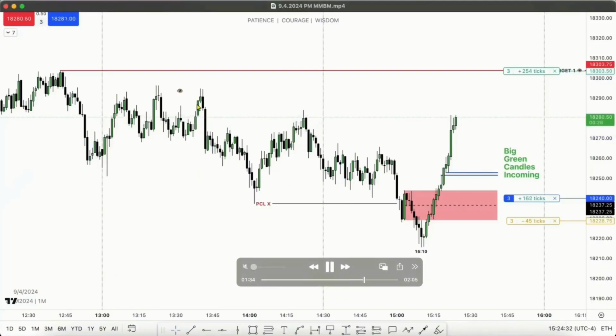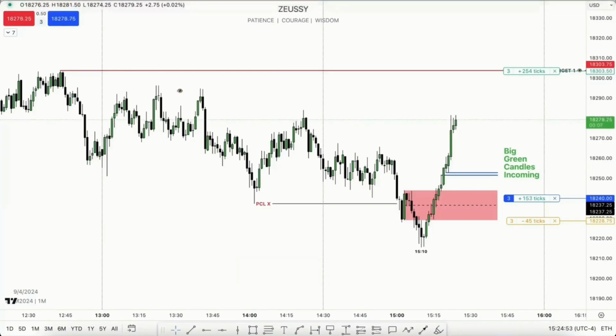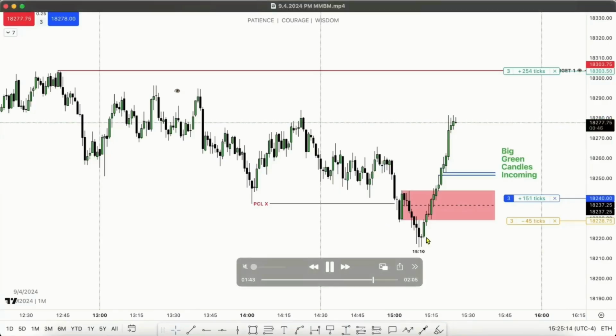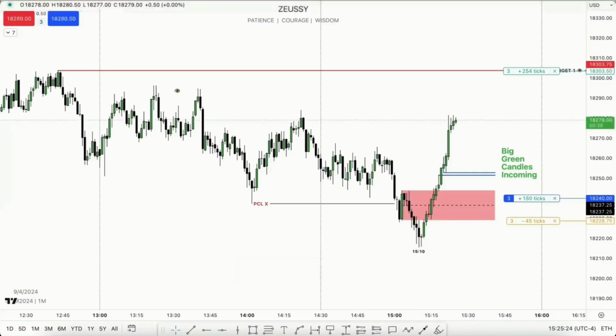The next premium array I'm monitoring is this premium array right here, which should get violated with speed and velocity if the market is in fact going to deliver higher. Notice, by the way, that this reversal occurred during our time of interest for the afternoon session. Or during a time of interest, I should say, because we of course have multiple times of interest.